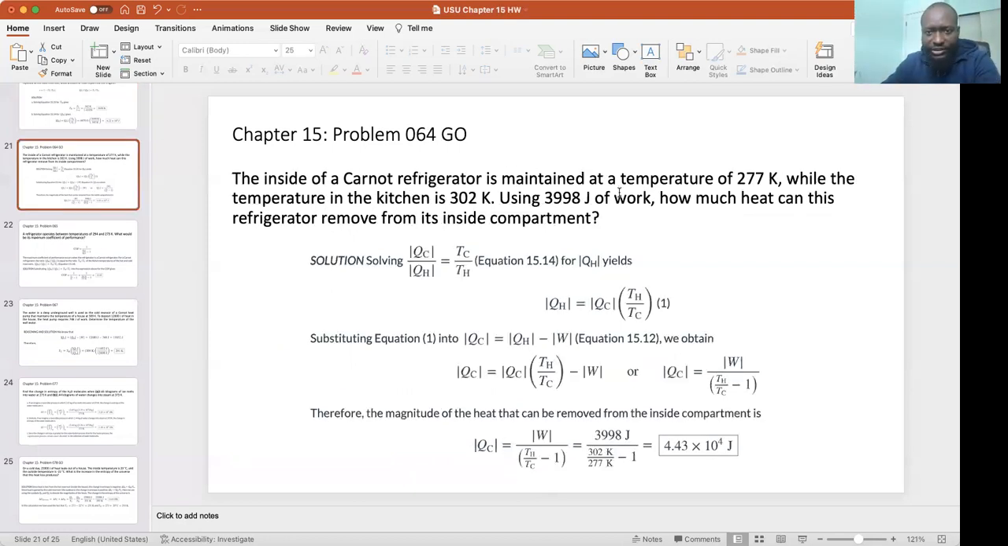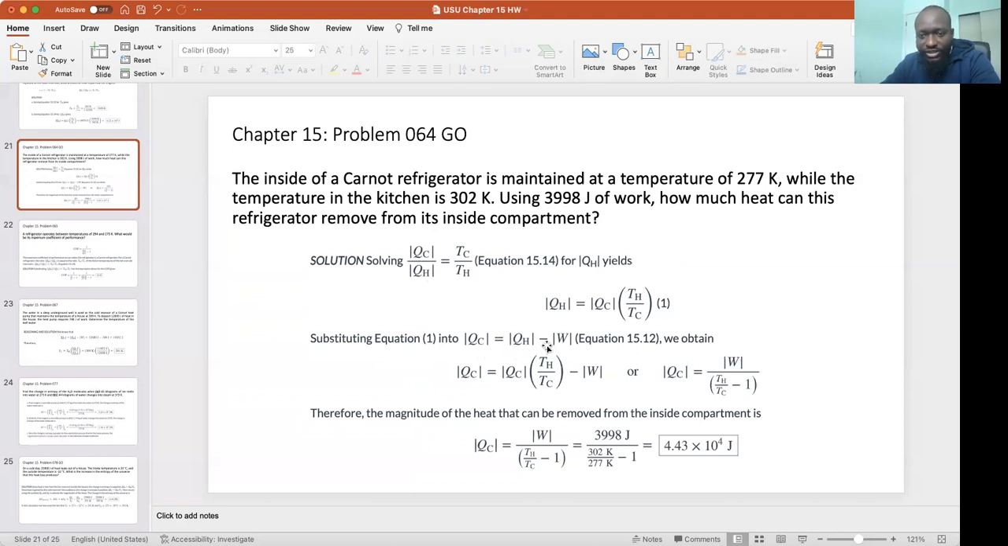And then chapter 15, problem 64, go. The inside of a Carnot refrigerator is maintained at a temperature of 277 Kelvin, while the temperature in the kitchen is 302 Kelvin. Using 398 joules of work, how much heat can this refrigerator remove from its inside compartment? So solving, QC over QH equals TC over TH. So we have QH equals that.